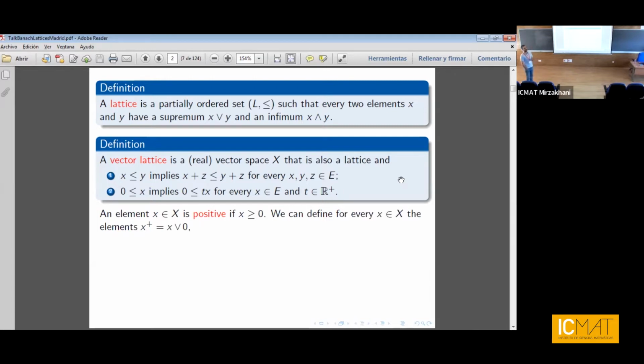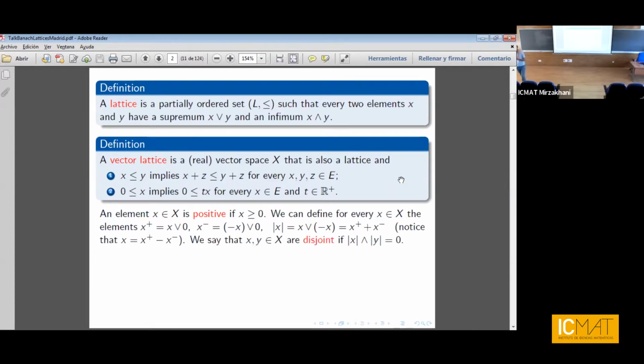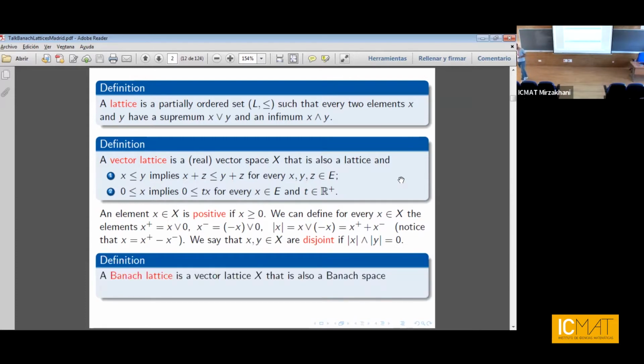We can define the positive part of an element, the negative part, the absolute value of an element. And we can also talk about disjoint elements in a vector lattice. Two elements are disjoint if their absolute values have infimum zero. And finally, a Banach lattice is just a vector lattice that is a Banach space, and such that the norm behaves well with respect to the order, in the sense that if we have any two elements x and y such that the absolute value of y is less than or equal to the absolute value of x, then the norm of x is greater than or equal to the norm of y.